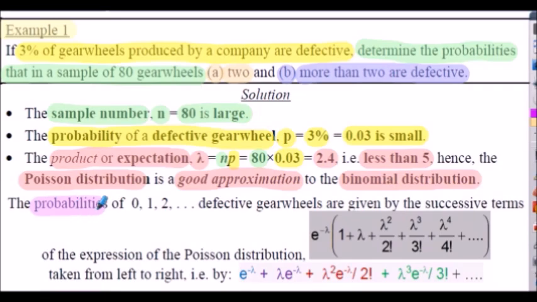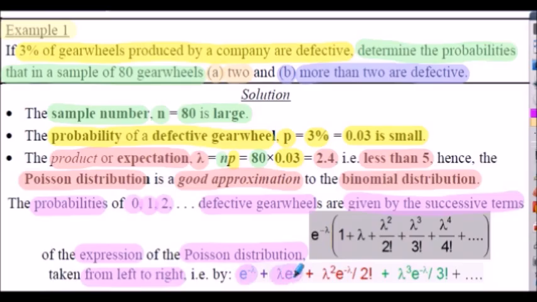Hence the Poisson distribution is considered a good approximation to the binomial distribution. So the probabilities of no defect, 1 defect, 2 defective gear wheels are given by the successive terms of the expression shown on the right, called the Poisson distribution. So consider from left to right, expanding the bracket, we have e to the negative lambda plus lambda e to the negative lambda plus lambda squared e to the negative lambda divided by factorial 2 plus lambda cubed e to the negative lambda divided by factorial 3, etc.